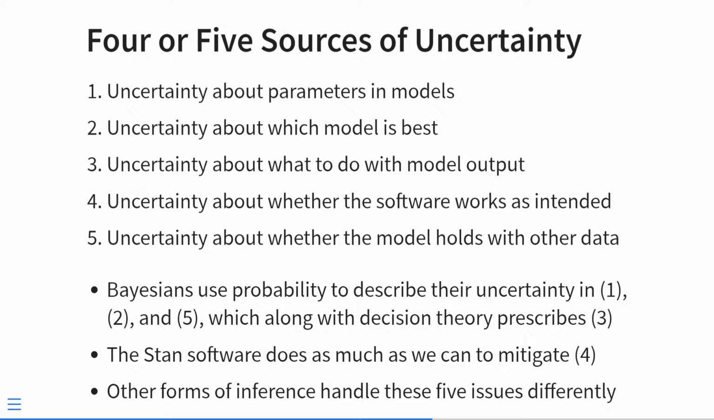which, along with something that's very closely related to Bayesian but a little bit different, known as decision theory, prescribes a way to make decisions and actions that propagate all the uncertainty through and phrase it in terms of probabilities of events. So 4, like I said, is a little bit different.